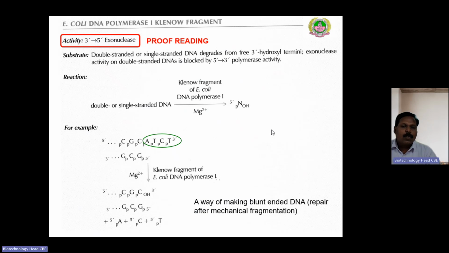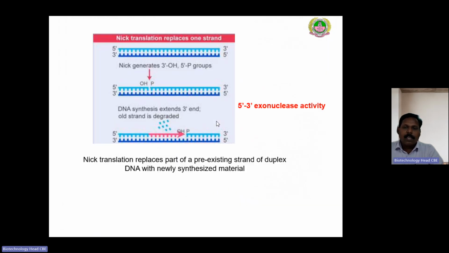So this exonuclease activity of DNA polymerase 1, that is 3' to 5' activity, is typically a proofreading activity where you can convert a blunt-ended DNA or you can make some repair arrangements after mechanical fragmentation using the enzymes. And similarly, the 5' to 3' exonuclease activity can be exploited to make a nick translation, which will replace a part of a pre-existing strand of duplex DNA with the newly synthesized molecules. So this DNA polymerase 1 possesses both the proofreading activity as well as the polymerase synthesizing activity.